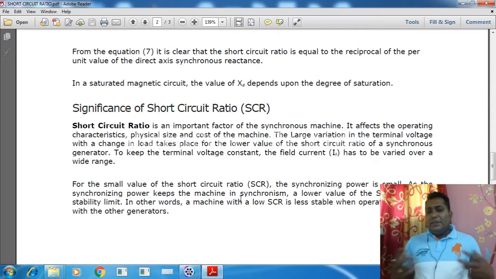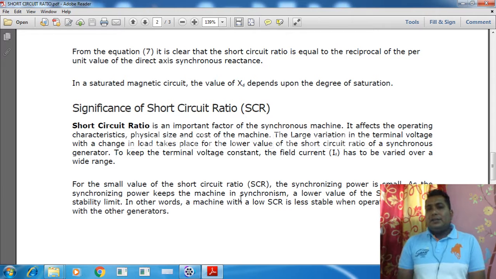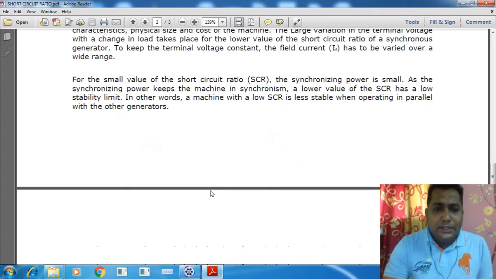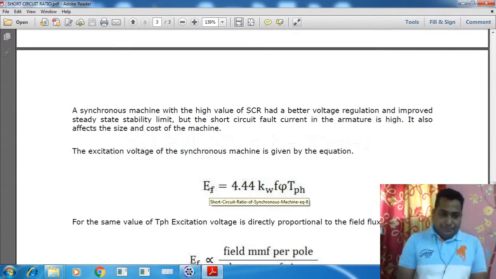Okay, so that means it is a conclusion we can make over there, that a lower value of SCR is not expected, as it shows us less stability of the system. But as far as a system is concerned, we always need higher stability. So the higher value of SCR is very important for the stability of a system.